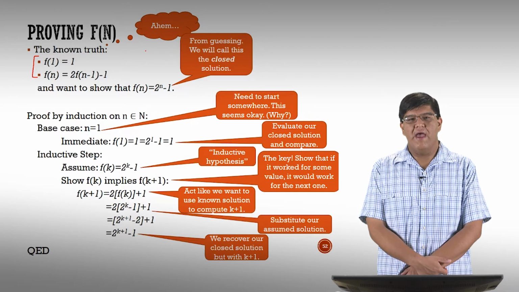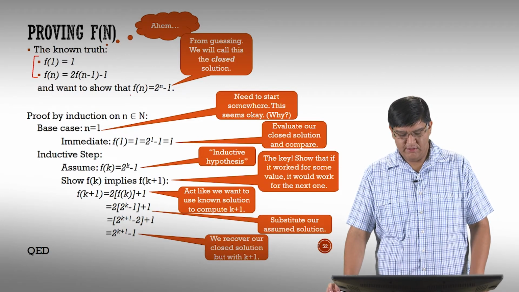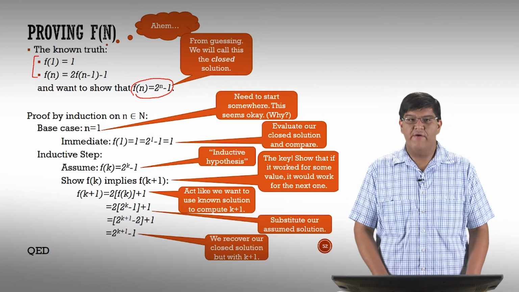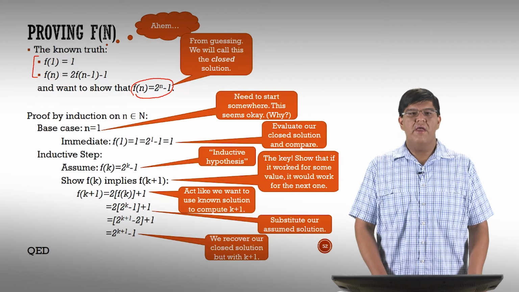Okay, so that's what we have, and based on the guesses that we made before, we think that the closed form solution looks something like this: 2 to the n, minus 1. And so our goal is to show that for any n, any size tower, these two things will always be the same.